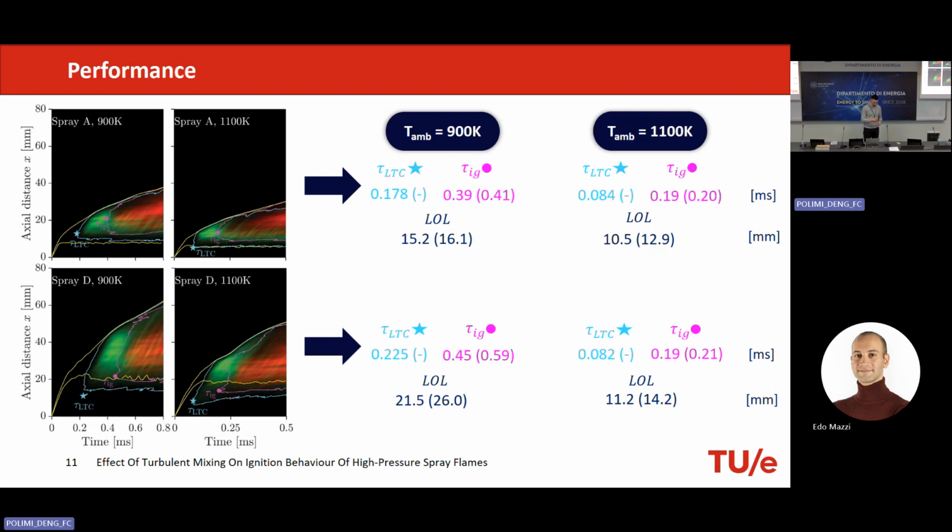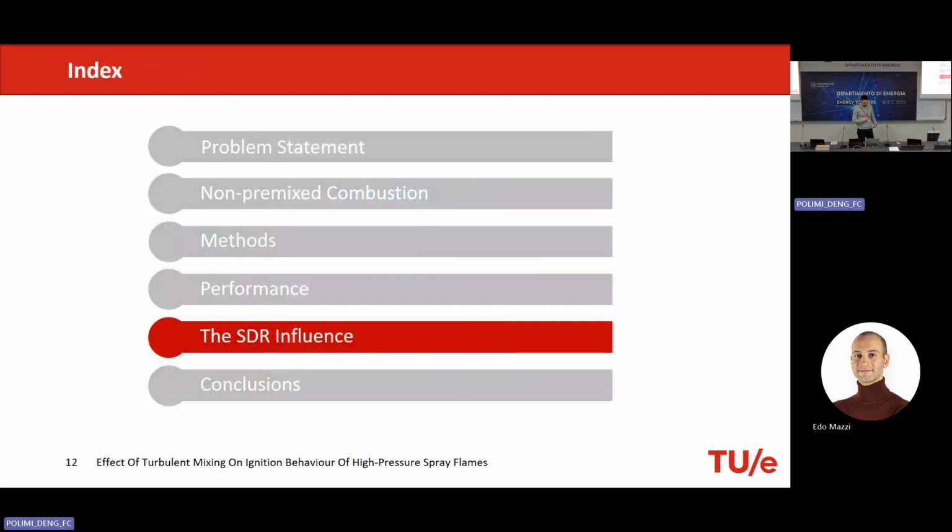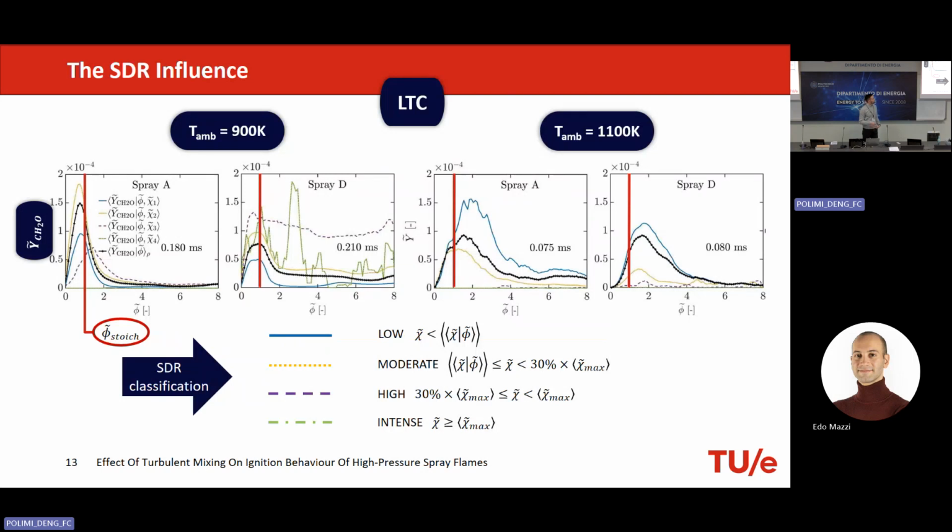We take these planes and we integrate these mass fractions to get an idea about where the ignition happens. And then we can finally get to the scalar dissipation rate influence, because the whole point is how much the scalar dissipation rate influences these combustion phases.